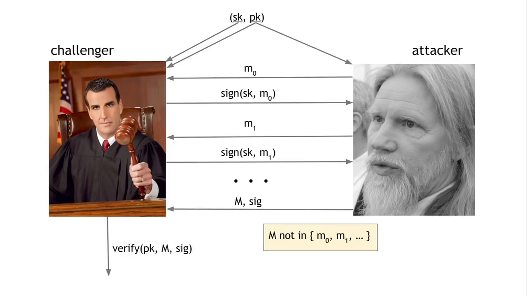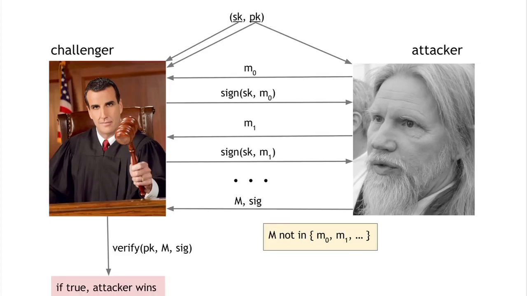So the challenger is going to run the verify algorithm, use the public verification key on that message and the signature that the attacker provided, and is going to check whether it verifies. And if it does verify, if this returns true, then the attacker wins. The attacker has forged a message.